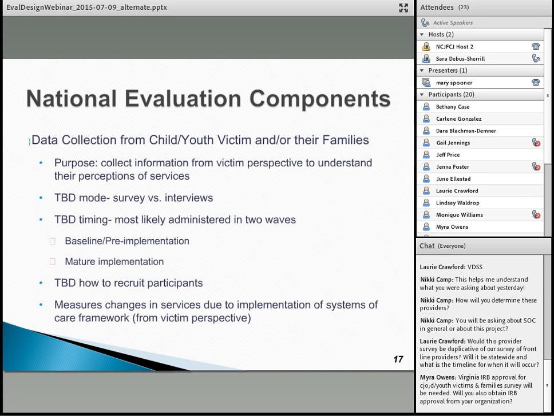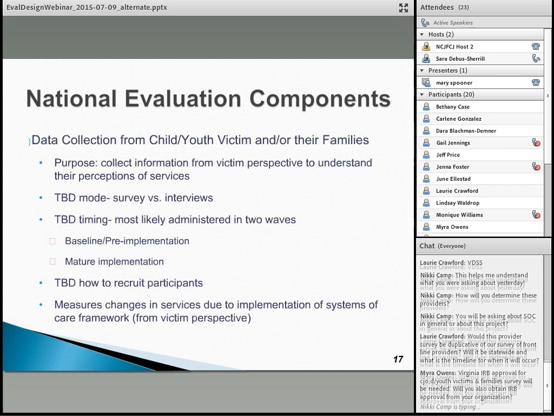Myra's asking about IRB approval. We most definitely will be getting IRB approval. So we have IRB approval for most of our instruments and protocols at this point, and there are a few of the to-be-determined ones that will be going through IRB once we finalize development of those.